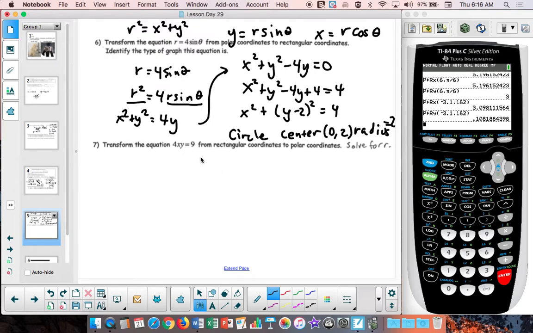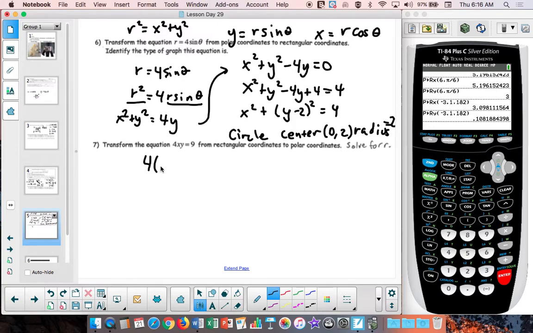All right, transform the equation 4xy equals 9. Basically we're going to convert it into polar coordinates, and then just like we normally solve for y, we're going to solve for r here. Most of the polar coordinates are solved for r. Doesn't have to be, just like it doesn't have to be solved for y in these cases, but most of the time you're going to solve for r in these questions. All right, so we're going to just plug these in. So x is r cosine theta, y is r sine theta.